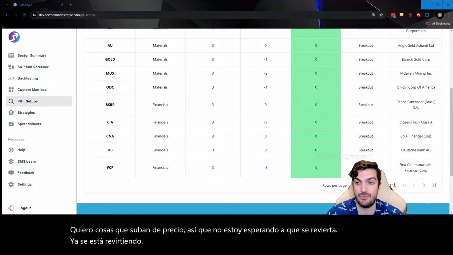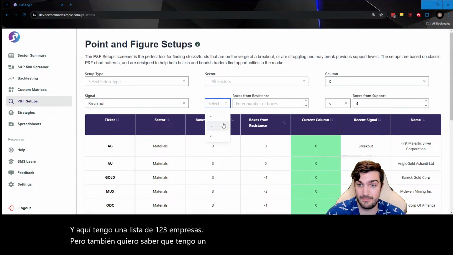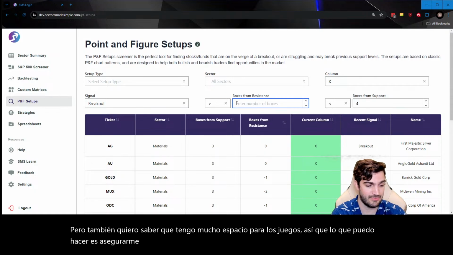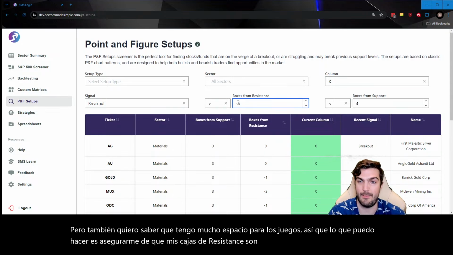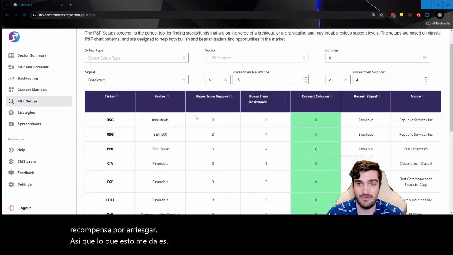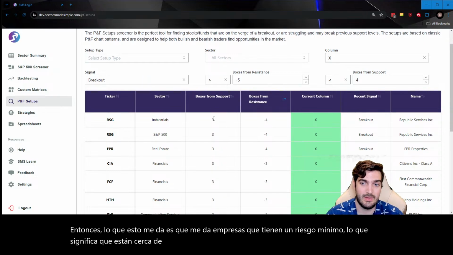And here I have a list of 123 companies. But I also want to know that I have a lot of room for gains. So what I can do is make sure that my boxes from resistance is more than -5. I want more reward to risk. So what this gives me is companies that have minimal risk, meaning that they are close to their support barriers, that they have room for growth.